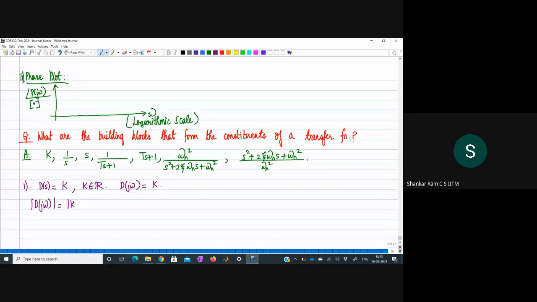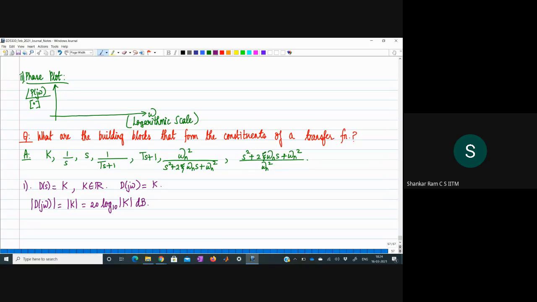It will be the absolute value of k. Please note that we need to convert it into decibel measure. So we write 20 log to the base 10 of the magnitude of k, in decibels. That's the way we write it, because that's the magnitude measure.